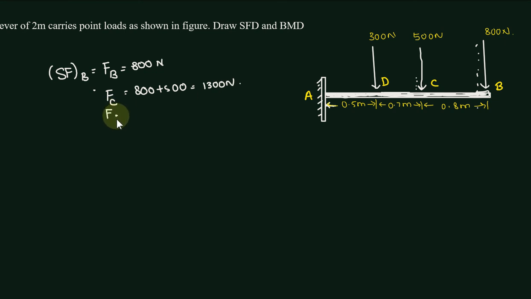And FD, so how many loads do we have? 1, 2, 3, all are downward, 800 plus 500 plus 300, so that is 1600 straight away, 1600 Newton. And at A, the shear force at A, there is no load in between, so that 1600 will be continued up to there. Let us draw the shear force diagram. You can understand it better if I draw this.